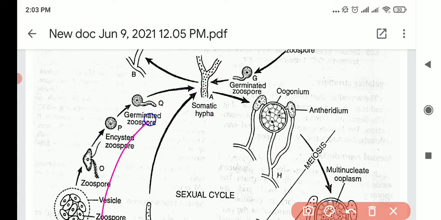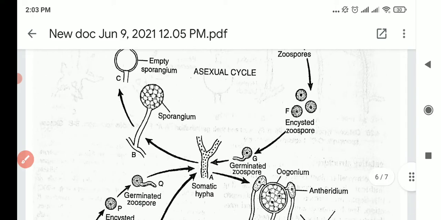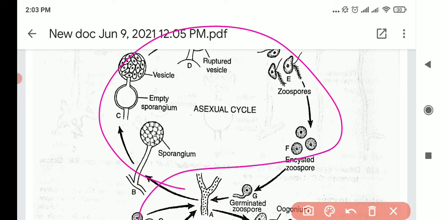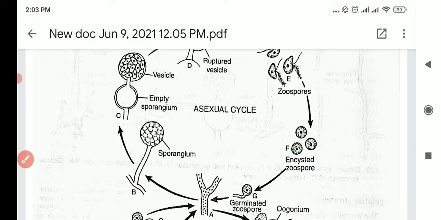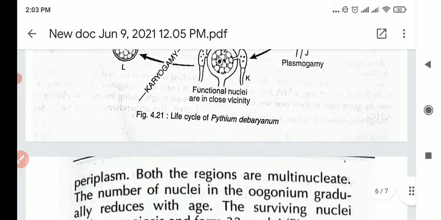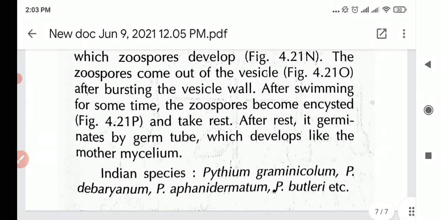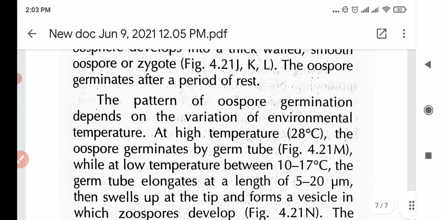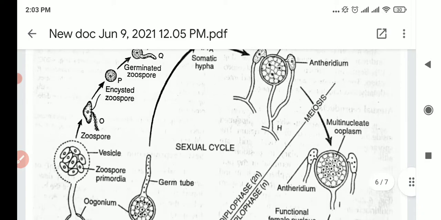So this one is very much the same as this one. You are seeing, it's exactly the same. So if you know this diagram, you already know what happens to the zygote at low temperature. So these are some Indian species, and with this, the life cycle is completed.